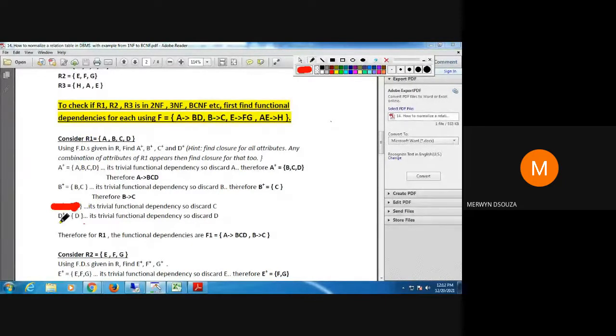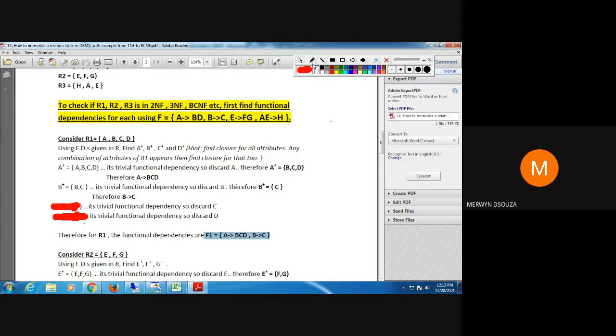Similarly, you find D closure, which is the fourth attribute. So you get D only. There's no D on the left hand side of these functional dependencies. So D closure gives D, but it causes a trivial functional dependency. Discard D, and nothing else remains in this closure. So when you find the functional dependencies F1 for R1, only two functional dependencies remain: A determines BCD and B determines C.